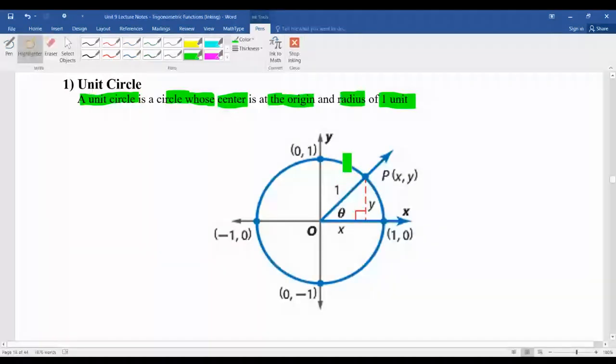Now, because the radius is 1 unit and the center is at the origin, the point of intersection between the circle and the x-axis would have an x coordinate 1 and a y coordinate 0, and a point of intersection of the circle and the y-axis, x coordinate 0, y coordinate 1, and so on. And this point of intersection will be negative 1, 0. This point of intersection will be 0 and negative 1.